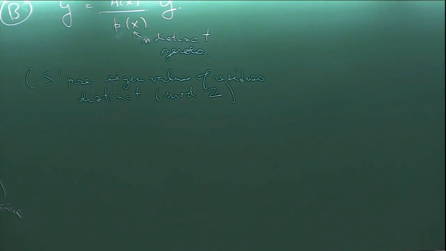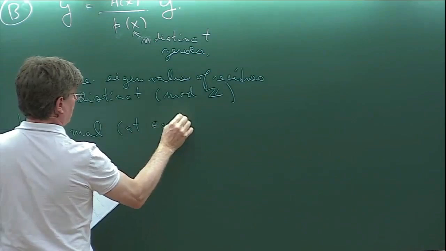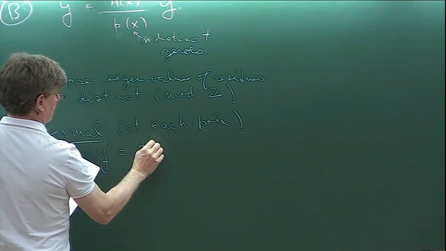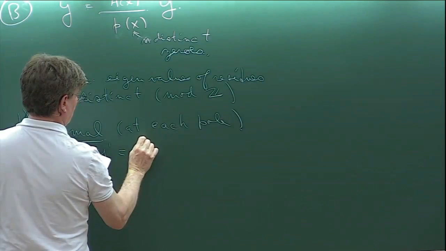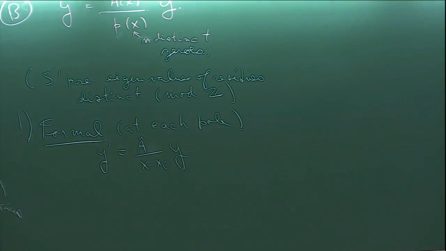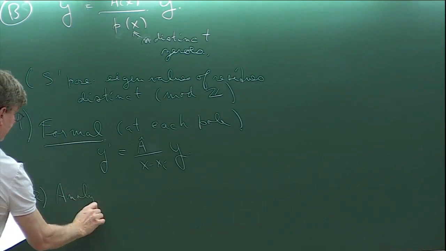And then you get a formal classification at each pole. Which is just that the formal equivalence is, I'll put an A hat here, over x minus xi, times y. So a constant, essentially constant, divided by x minus xi. Of course, easy to integrate. The analytic classification, well, at each pole, it's just the same as the formal.